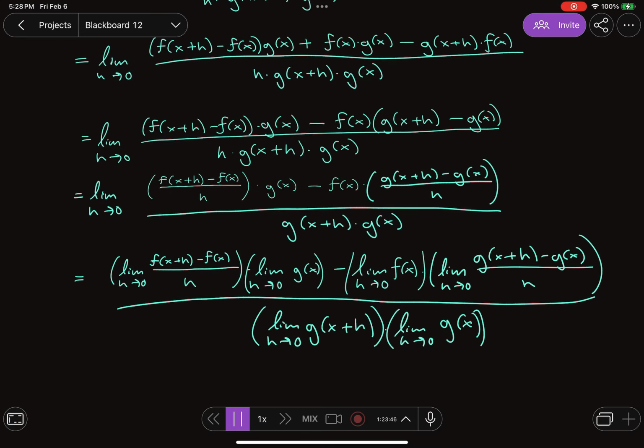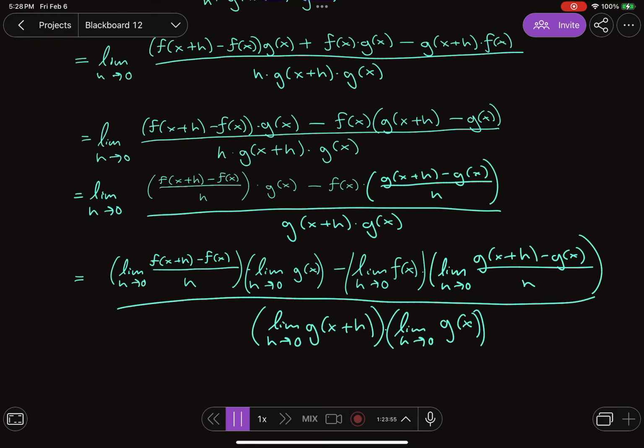All right, let's talk about these one by one. This thing right here, famous name, that's f prime of x. This thing right here, g of x, isn't going to change as h does whatever the heck it wants. This is just g of x. This thing right here, again, f of x is not going to change as h does whatever it wants. This is just f of x. Famous name for this thing right here: that is the derivative of g at x, okay? The derivative of g.